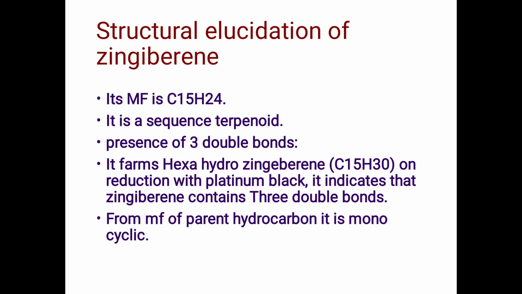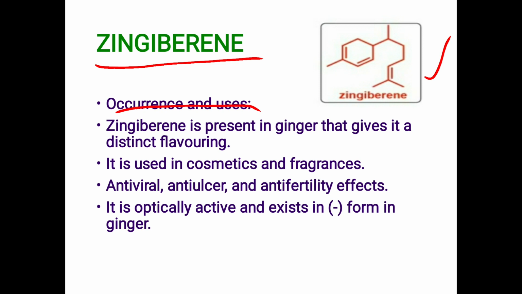Structural elucidation of zingiberene. To understand the structure easily, I first start from the structure of zingiberene. This is the structure of zingiberene. It is a hydrocarbon because it has only carbon and hydrogen. It has one ring, so it is a monocyclic compound, and it has 3 double bonds, so it is an unsaturated compound.